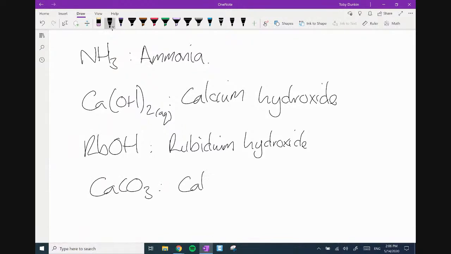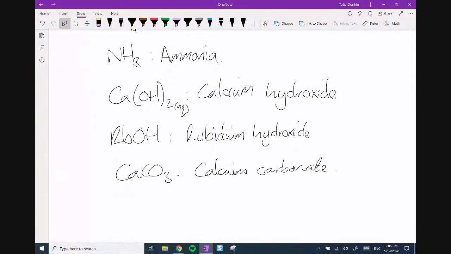Calcium limestone, calcium carbonate. Try and do a Welsh accent. The problem is when I do a Welsh, I seem to go very high.